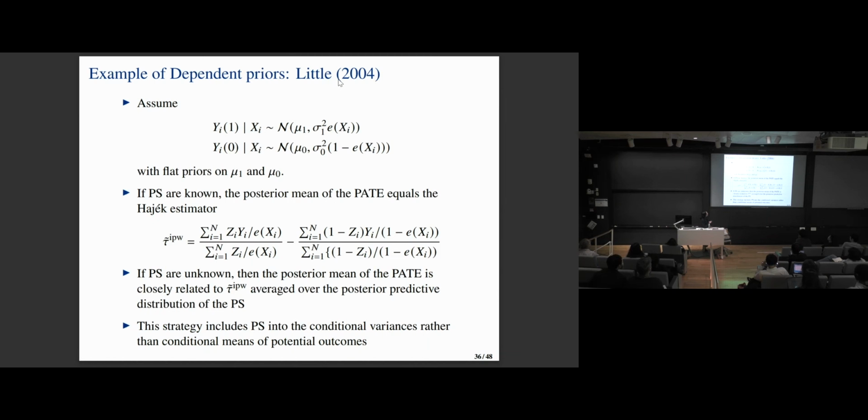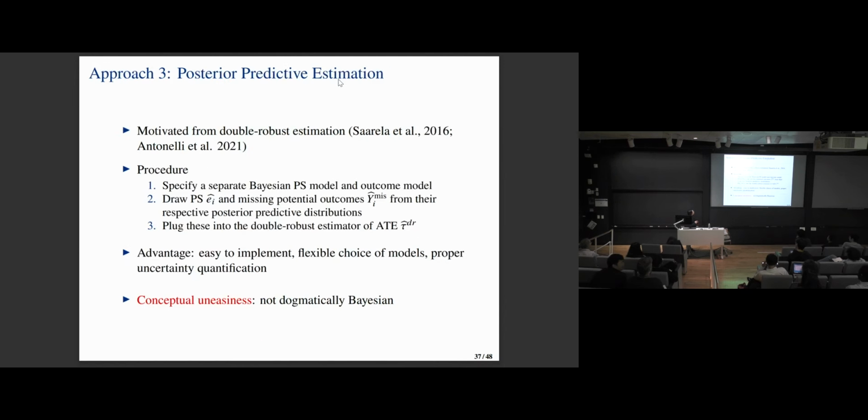But what they proved is that if the propensity scores are known, then the posterior mean of the average treatment effect coming from this construction will look like the Hajek estimator, which is a normalized version of IPW, right? And if the propensity score is unknown, the posterior mean is closely related to it. So the point is that you can do this construction so that the propensity score enters the conditional variance, rather than the conditional mean, of the potential outcome. So it's also a very cool idea, but not very useful.